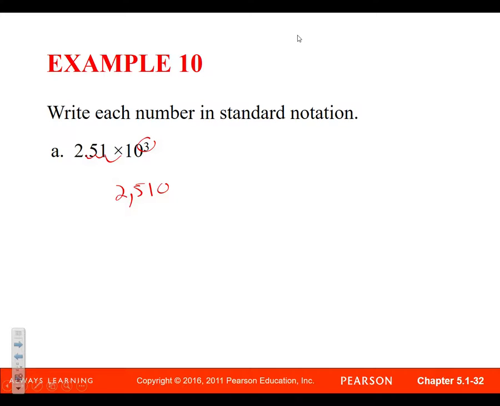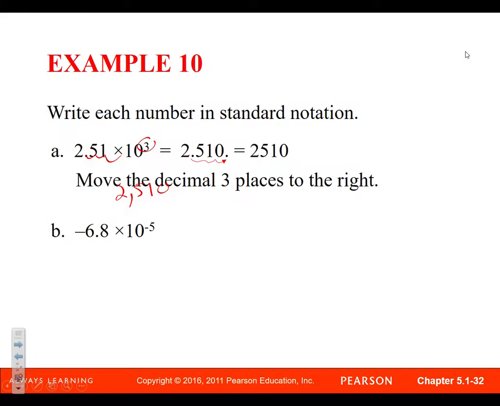Okie dokes. How about this one? So I've got a, let's see, 6, 8, right? And there's a decimal there. And I need to go 5 to the left. So I got to go 1, 2, 3, 4, 5. Put my decimal there, and then I got a 0, 0, 0, 0, 0. So it should be that pretty much with a negative up front, right? Because it's negative 6.8.